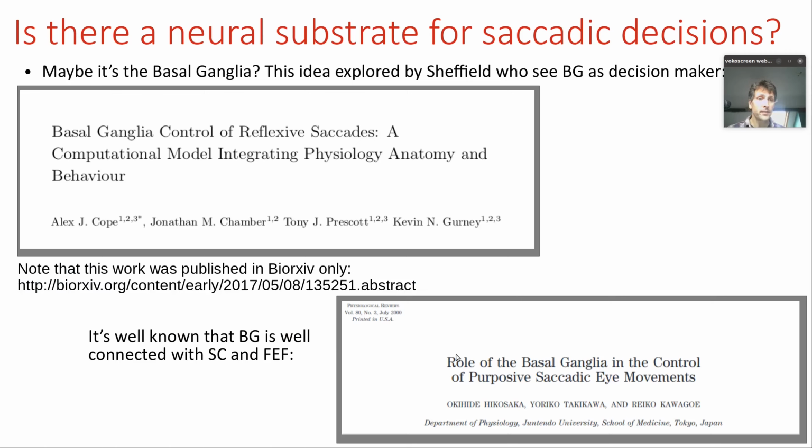Could be the basal ganglia. We like the basal ganglia in Sheffield. I've participated in work that was started with Jonathan Chambers under Kevin Gurney's supervision, continued on by Alex Cope, and then by me later on. It's well known that the basal ganglia is connected to the colliculus and the frontal eye fields, and Hikosaka has written a couple of papers on the role of the basal ganglia as relating to saccades.